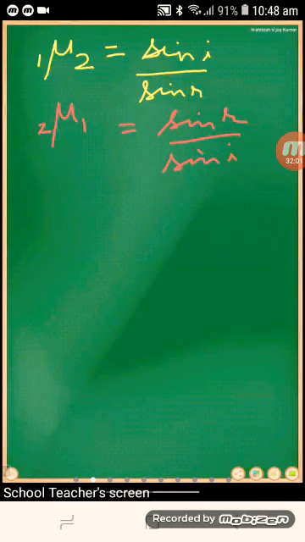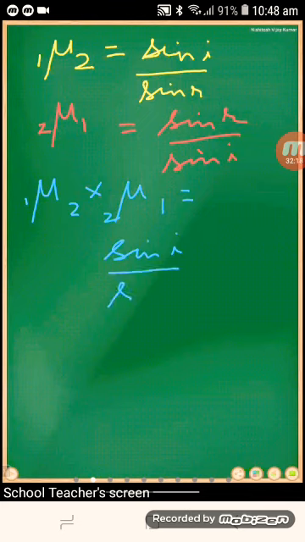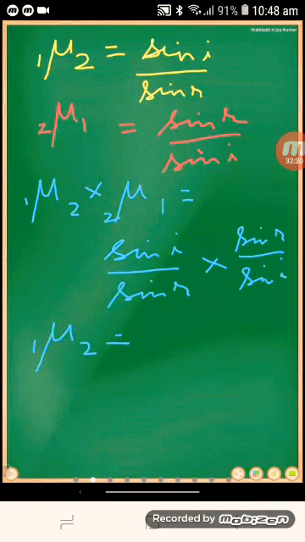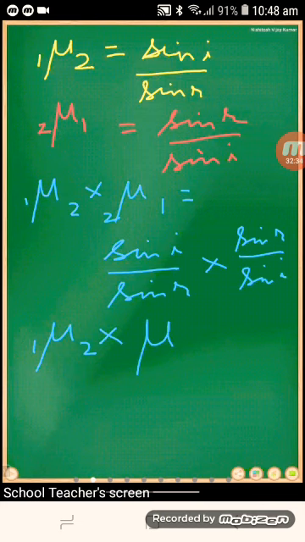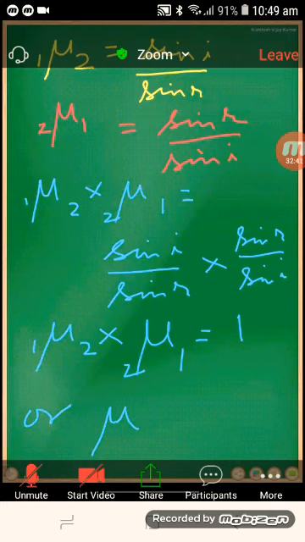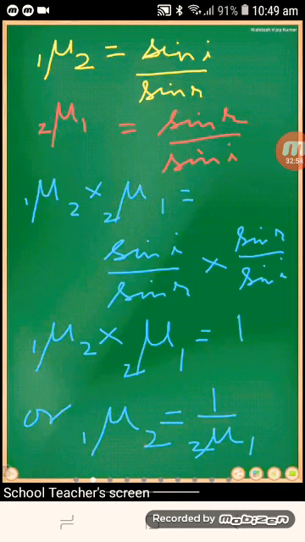So which means that if I find the product, that is mu 1 2 into mu 2 1, this is equal to sine I upon sine R into sine R upon sine I. As a result, mu 1 2 into mu 2 1 is equal to 1, or mu 1 2 can be written as 1 upon mu 2 1, or vice versa. Okay, so this is about this.